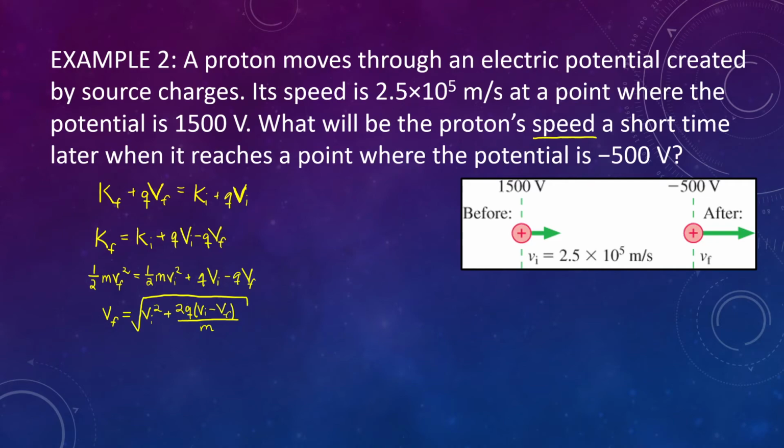So this is probably the least fun equation we've seen in some time. It took quite a few steps to get here, but again, there's just a few steps that I took. I multiplied by 2, so times 2. I then divided by the mass, and then take the square root.